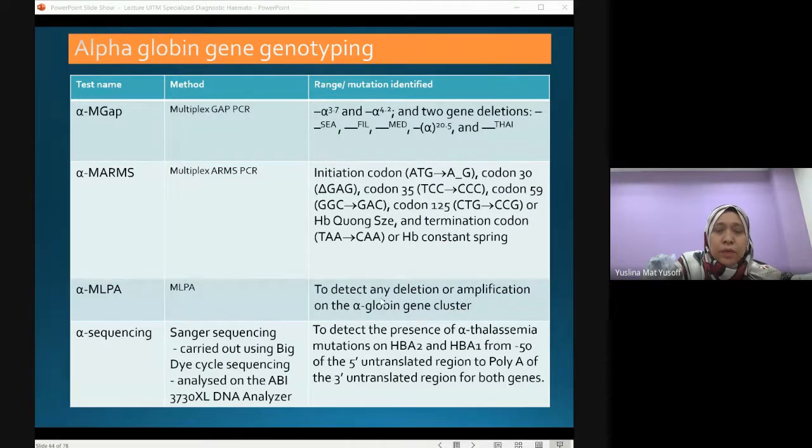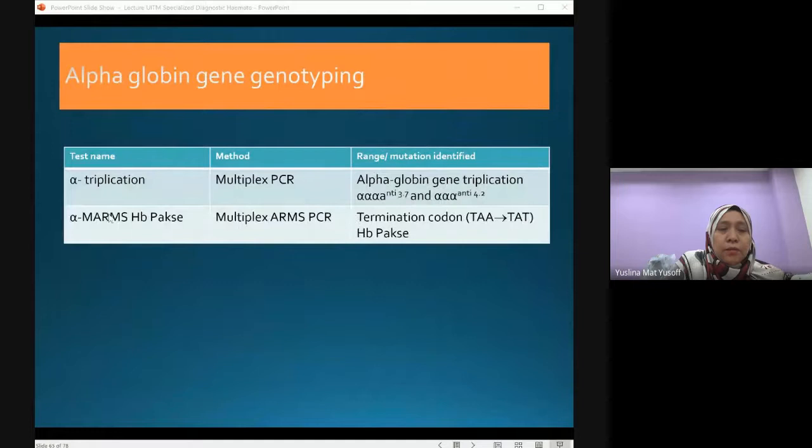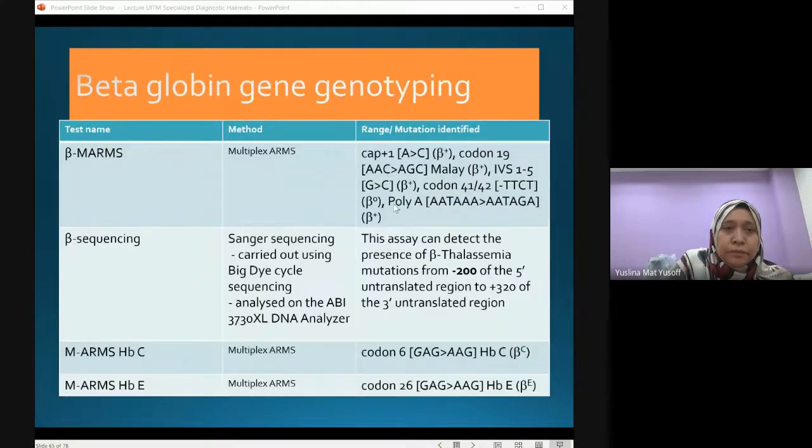This is for MLPA to detect deletion of unknown region, and then we also do sequencing for our complicated cases that we cannot find using this technique. We also do for alpha triplication, and we have a special ARMS technique for this mutation.